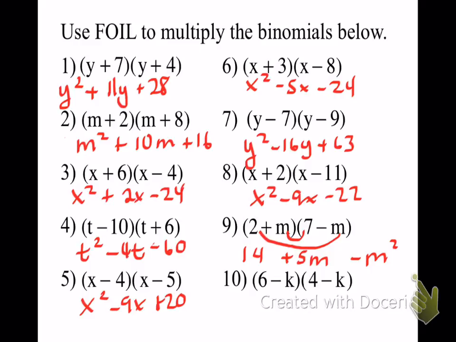Okay, the next one, we're going to have 24 on this side. We're going to have k squared, a positive k squared because of negative k. And my inner term is negative 4, my outer term is negative 6, so it makes negative 10k.